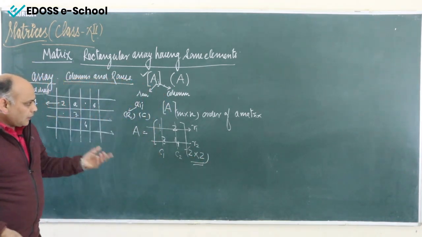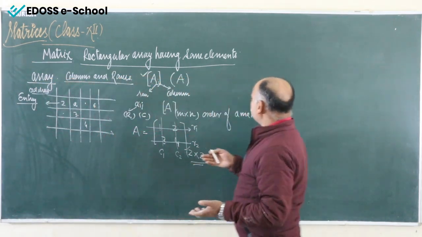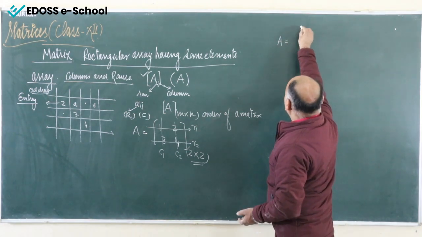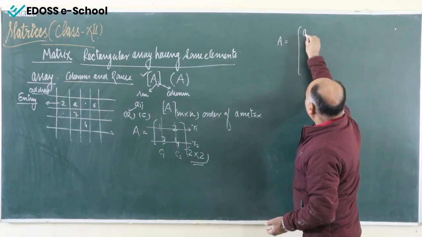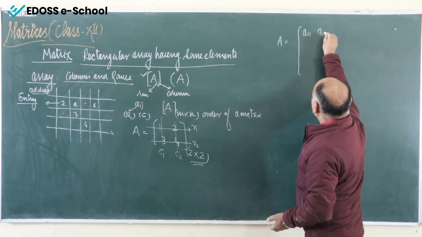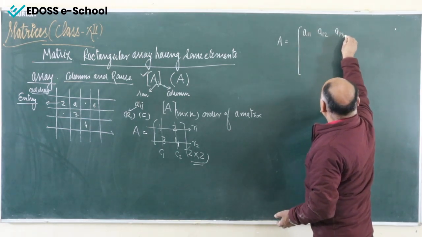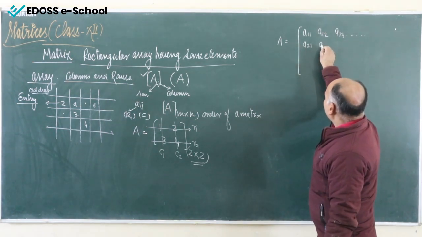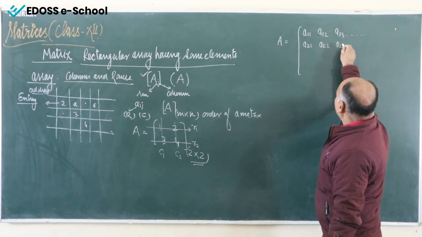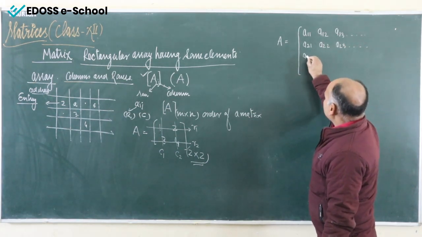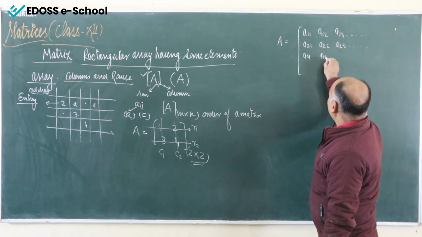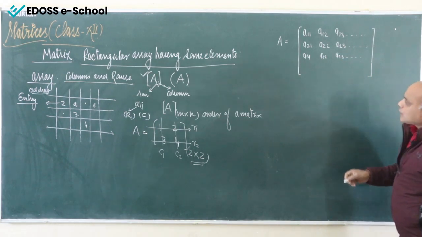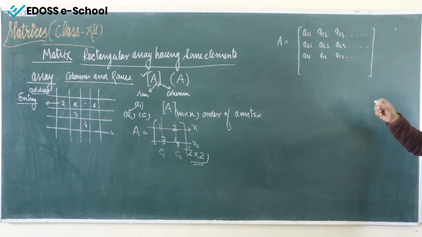If I have to generalize the matrix, I can write A equals, suppose, A11, A12, A13 and so on. Similarly A21, A22, A23 and so on. Suppose A31, A32, A33 and so on. Now just see here, what is the meaning of A11?